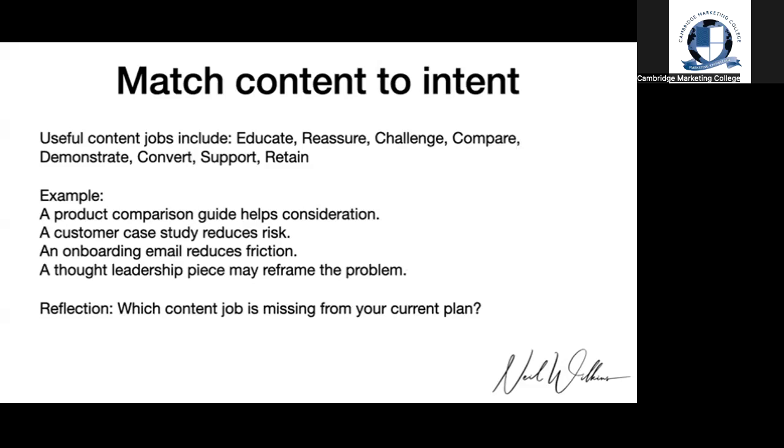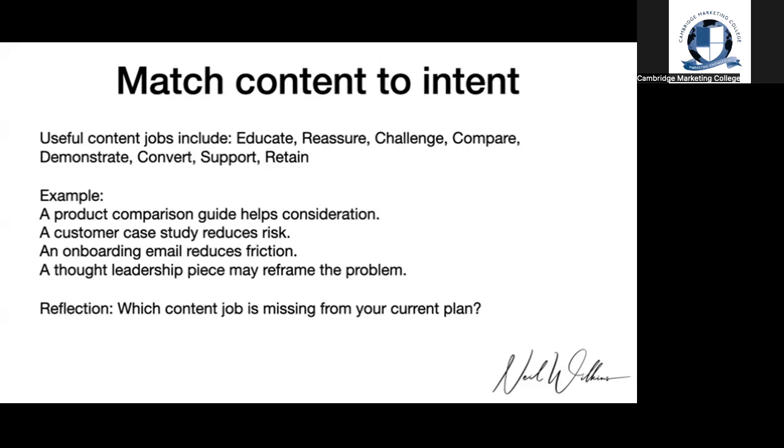And really, what we're doing here is matching the content to intent. So, useful content jobs include educating them, reassuring them, maybe challenging them, allowing them to compare, demonstrating value, converting them seamlessly, supporting them at every point in this journey, and then retaining them. So, an example would be a product comparison guide. That's a nice one because it helps guide consideration. Because they're not going to just choose you, they are going to consider the options.